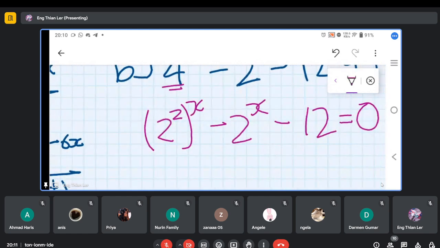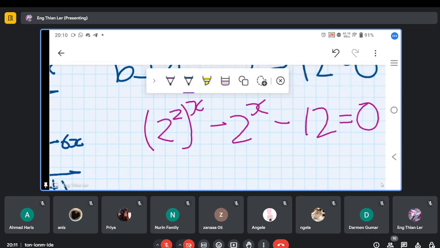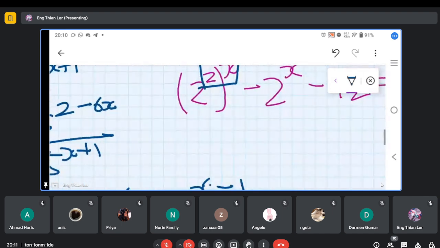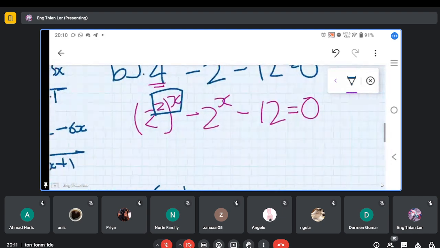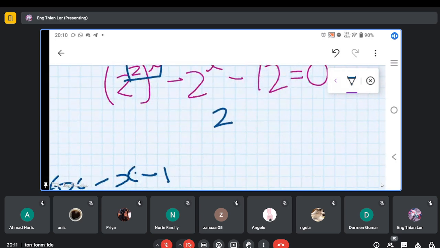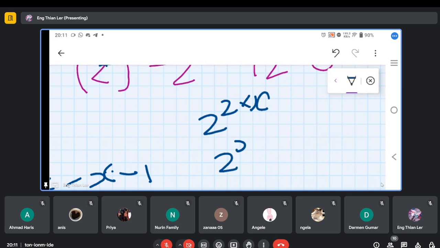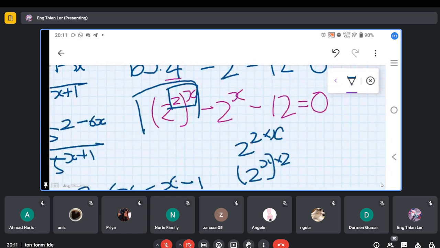So now we have 2 squared to the power x. Now what do we do? Look at this. So you see, 2 to the power 2 multiplied by x. When we raise the 2 squared, we get 2x. So this is equal to 2 to the power 2 times x. But did you know this is also equal to x multiplied by 2? So we can write this as 2 to the power x and then squared.